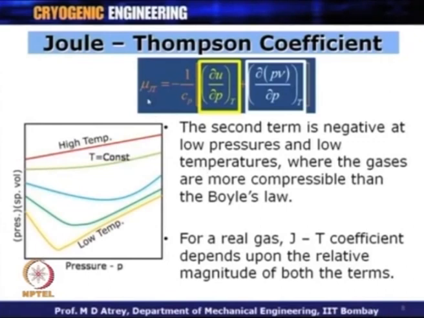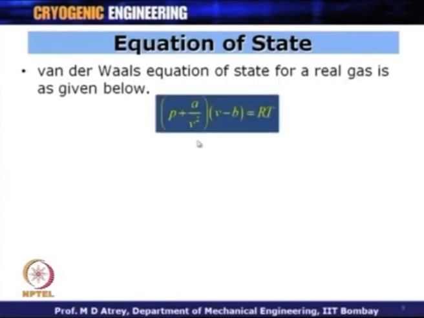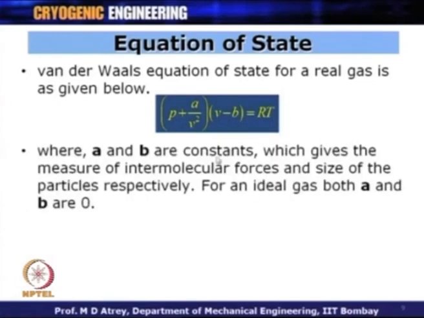Now, the same thing could be understood when I am using a real gas equation, or the van der Waals equation. The van der Waals equation of state for a real gas is given as P plus A by V square into V minus B is equal to RT, where A and B are constants. A and B give the measure of intermolecular forces, which is what A is, and the size of the particle respectively. The value of B denotes basically the size of the particles, which we say gives a finite volume.